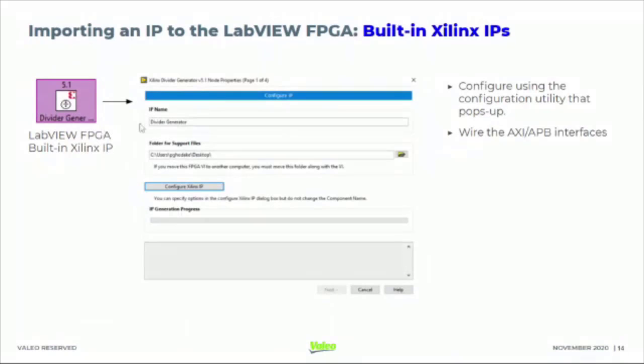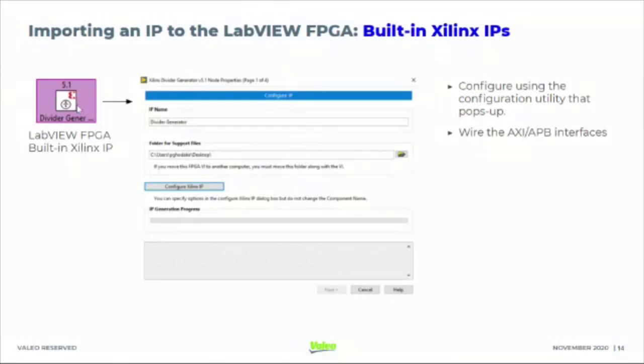That's just a drag and drop, and then it will give a pop-up utility using which we can configure the IP. Internally it takes care of the AXI and APB interfaces, so there is nothing much that is needed. You can transfer the data to that particular IP through the FIFOs and read out through the FIFOs. So that's for the built-in IPs.